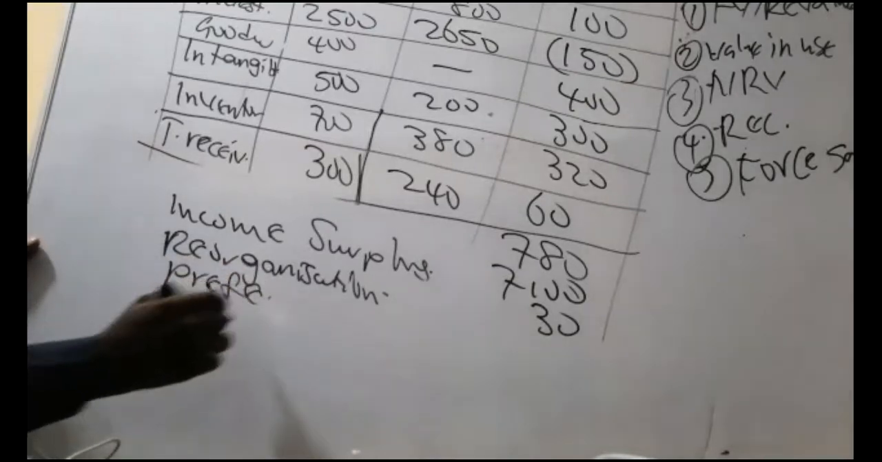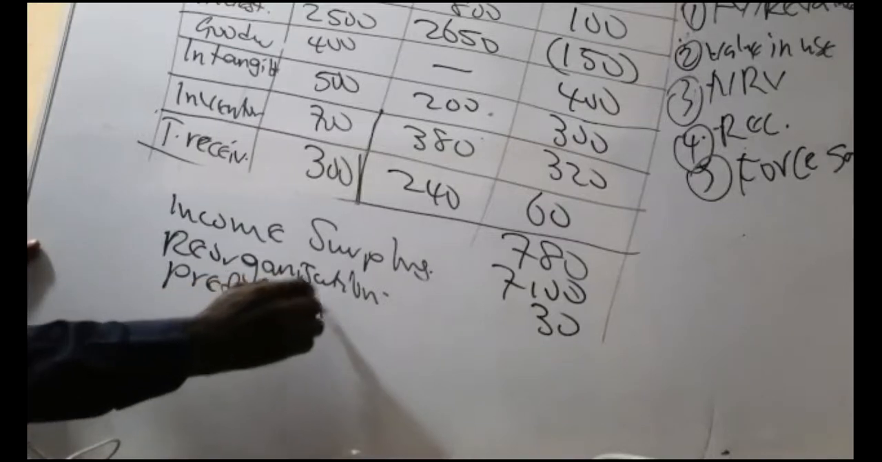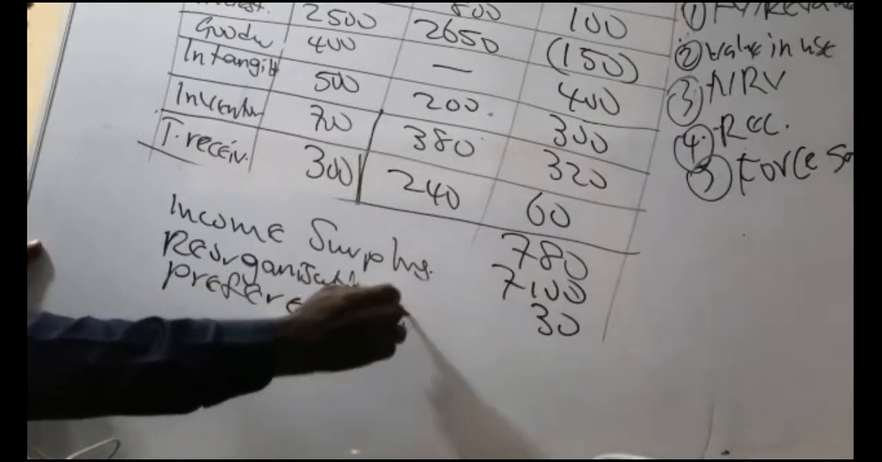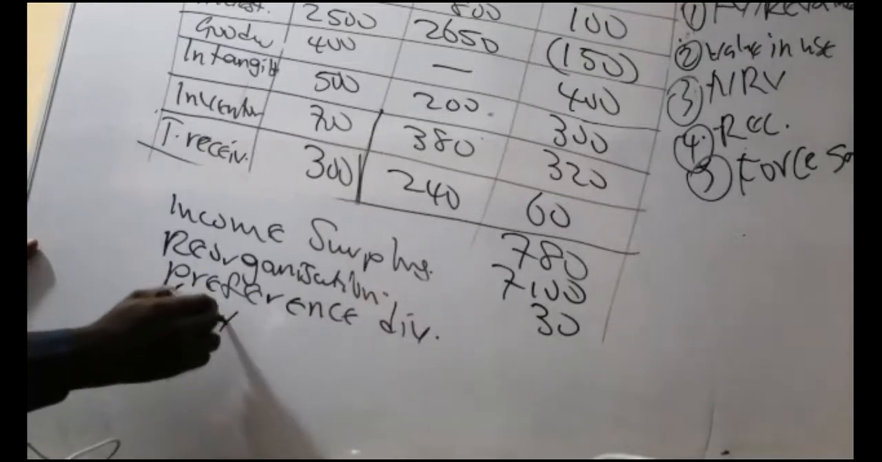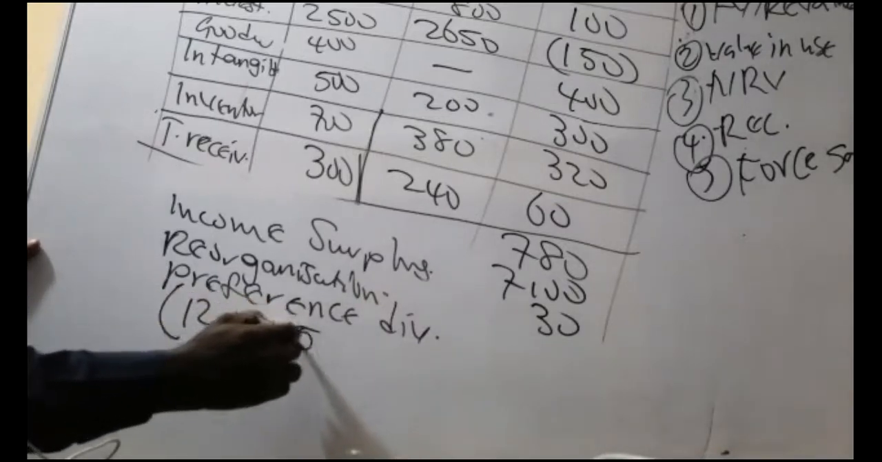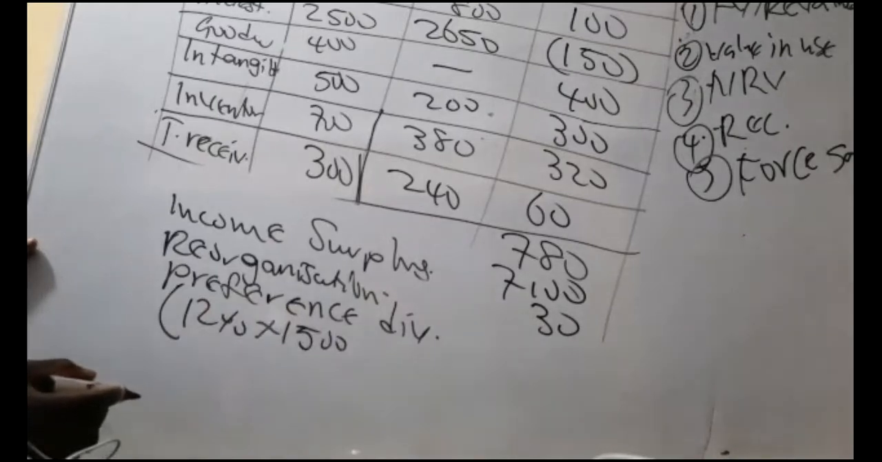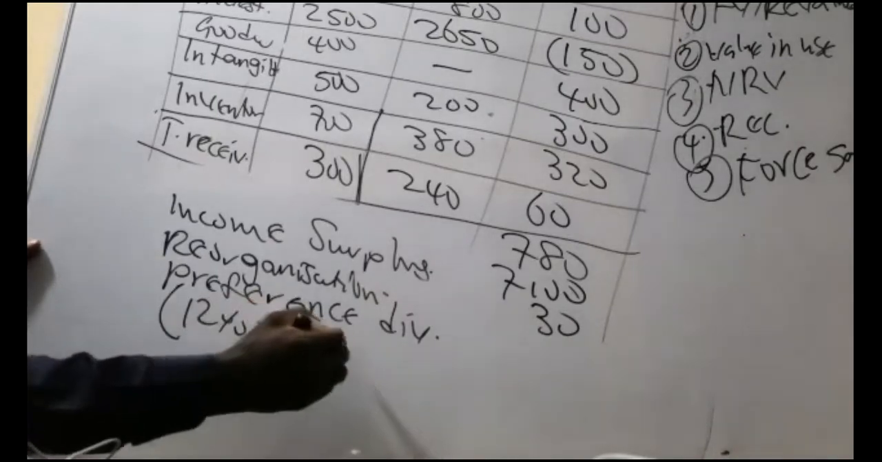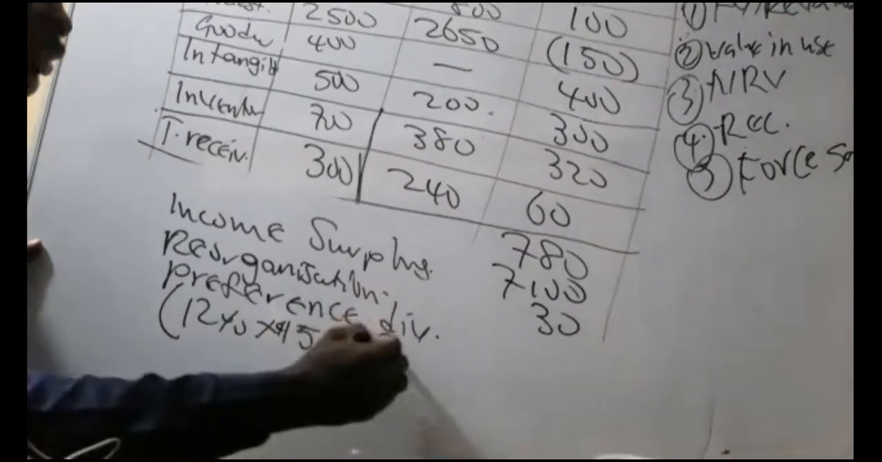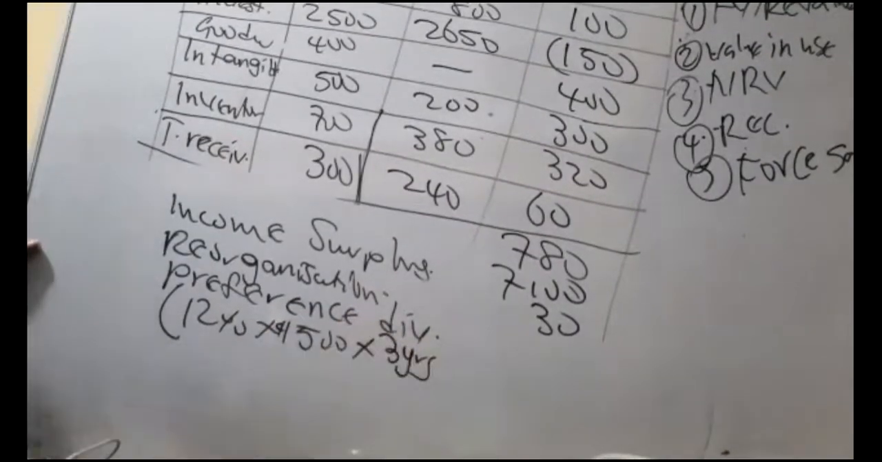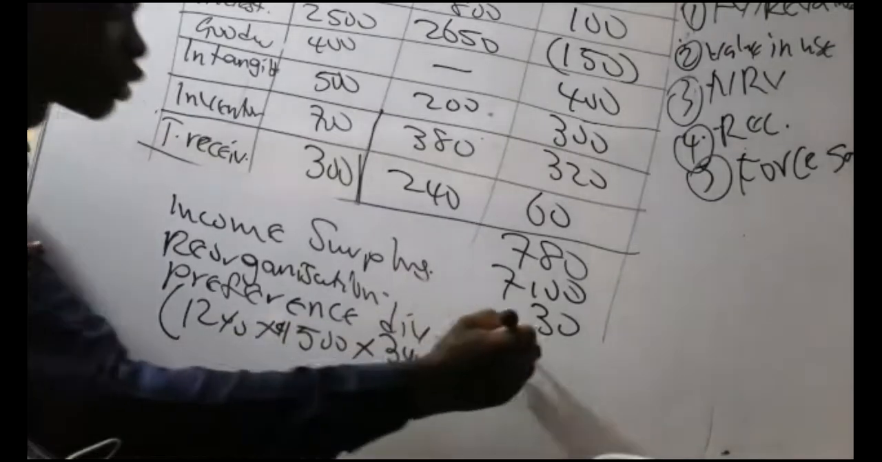Preference dividend in arrears. Open your bracket, bring your 12% times the value of the preference shares. Value, not number of shares. So times the number of years, 3 years. This is not the answer. I like your answer, which is 540.